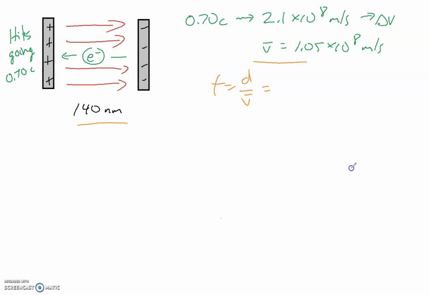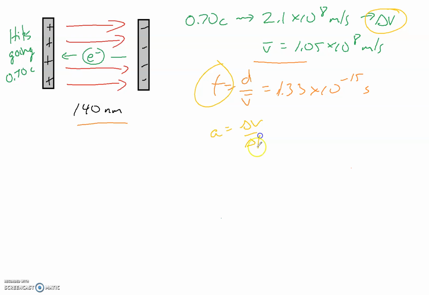We're looking around 1.33 times 10 to the negative 15 seconds. Okay, so I found time. Well, what could I do with this? Well, I've got time and I've got change in V. With time and change in V, I can find acceleration.